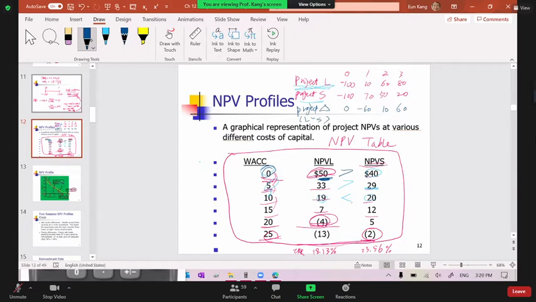So the project delta means the difference between the two projects, the cash flow difference between the two projects. In this case, this delta project is the difference between project L's cash flow and project S's cash flow. Then the net present value of this delta project will be positive or negative depending on what? Depends on WACC, right?